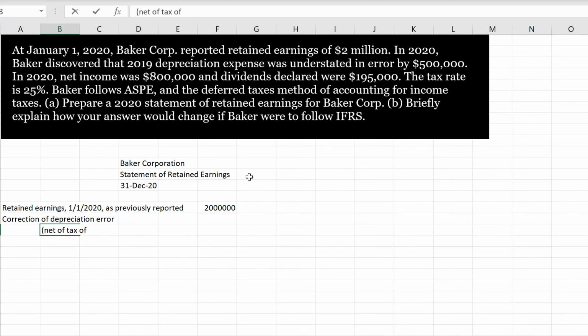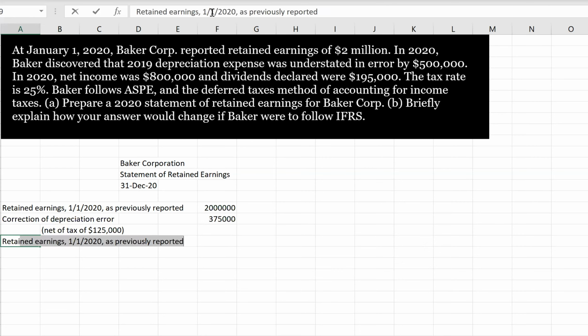So what is our correction of the depreciation error? Well, it's $500,000. But remember that we always report retained earnings as an after-tax concept. So after tax, this is $375,000. So 500,000 times 1 minus 25% is going to give us 375,000 here. And how much tax did we take off? Well, 500 minus 375 is going to say net of tax of 125. That's the amount of tax we just took off with that math we just did.